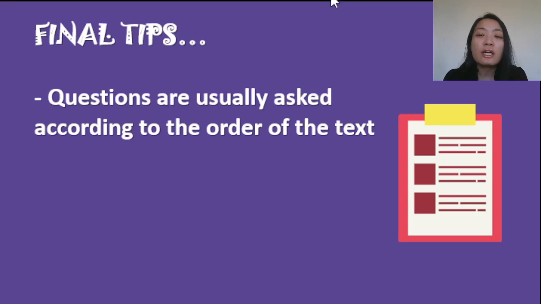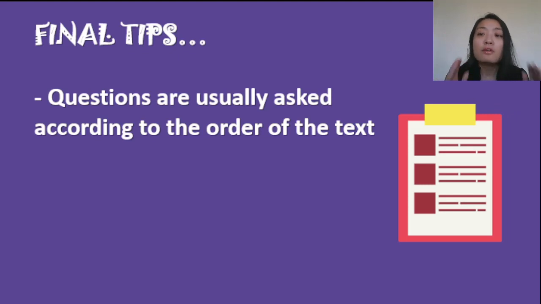The questions are usually asked according to the order of the text. That means if it's question 1, it will be somewhere around the top part of the text. If it's question 2, then probably somewhere below the answer for question 1. It will not be very, very far below. And if it's for question 3, it will be below question 2. The answer for question 3 will not appear before the answer for question 2. So it will be according to the order of the text.